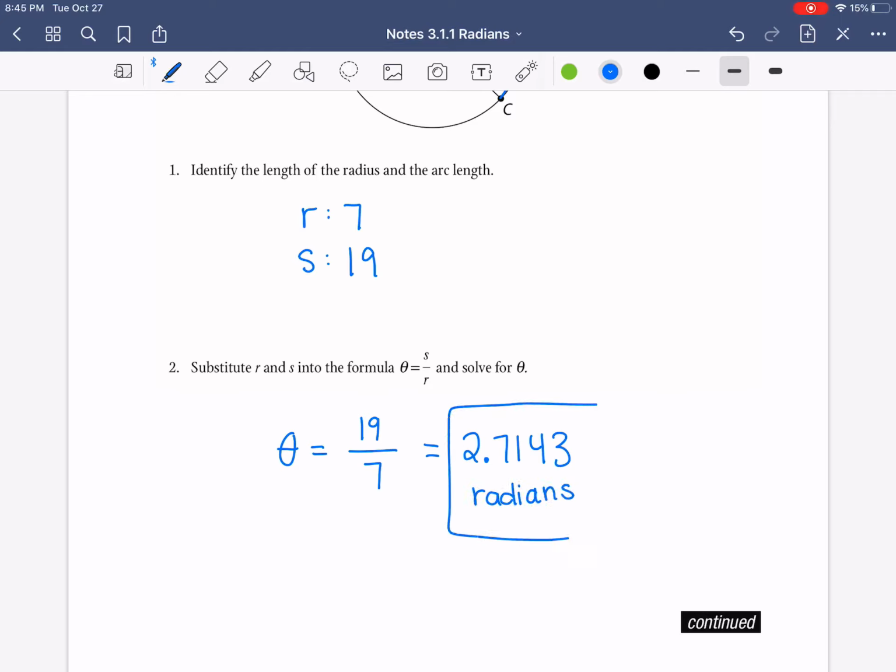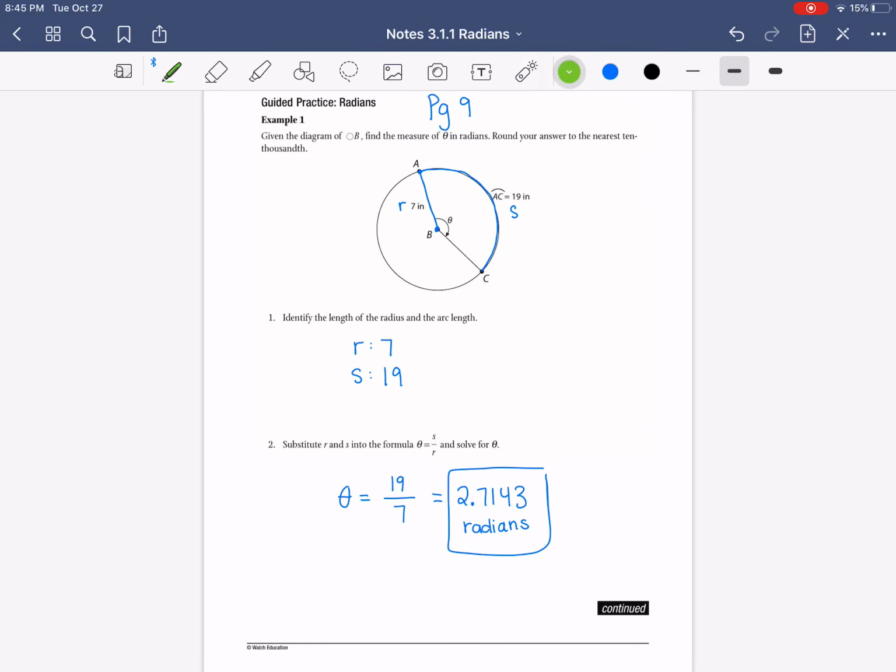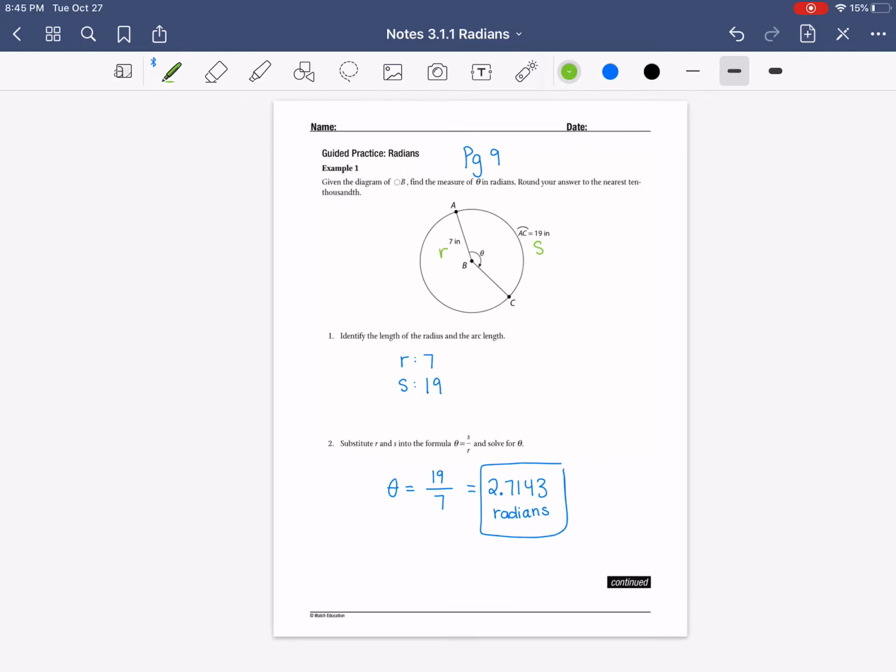So what that means is that this radius 7 is going to overlap 1, 2, and then 0.7143 times. So it overlaps once and then twice and then 0.7 whatever. So it's a total of 2.71443 and so on. So here's R, here's S. So you have a couple homework problems like that.